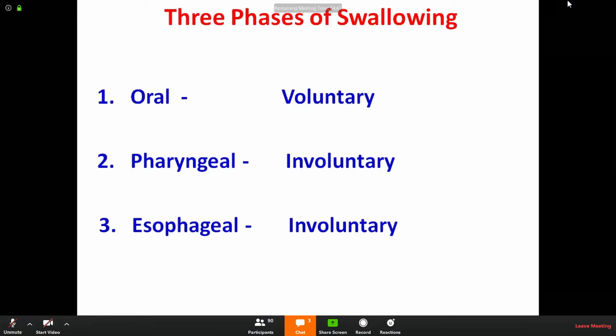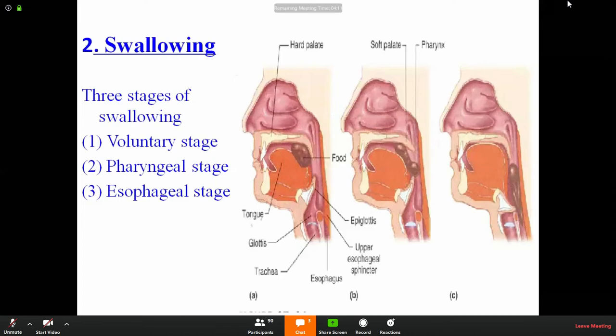After chewing is completed, we generally voluntarily swallow the food. That means swallowing of the food is under our control. So the first phase is the oral phase or voluntary phase. After the food reaches the pharynx, it is entirely involuntary. The pharyngeal and esophageal phases are involuntary. The oral phase is the only voluntary one.